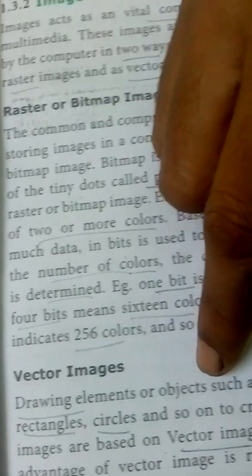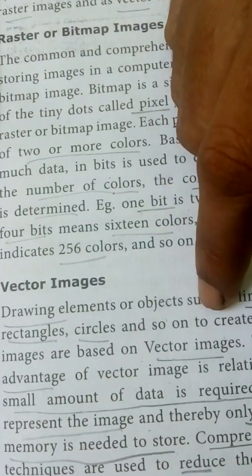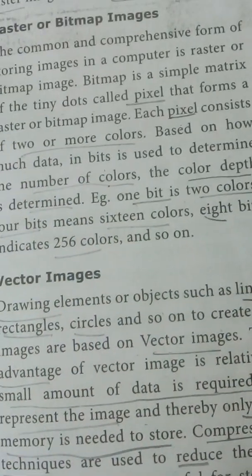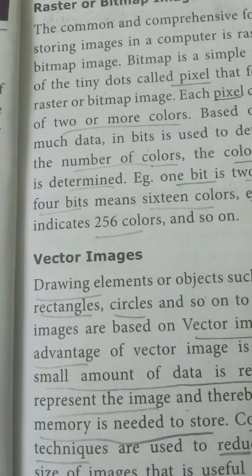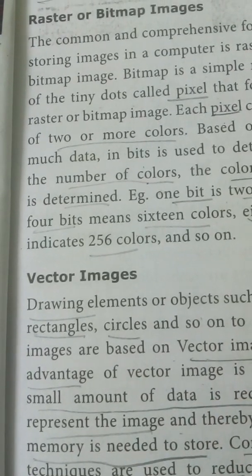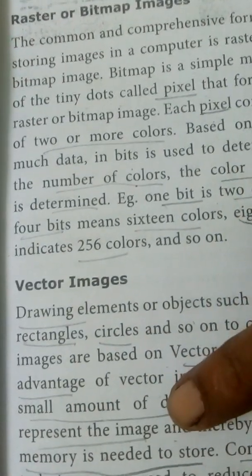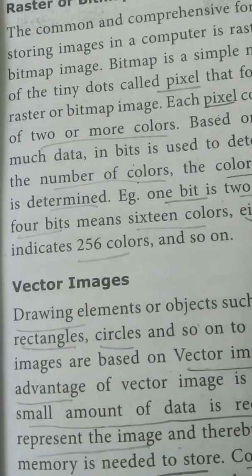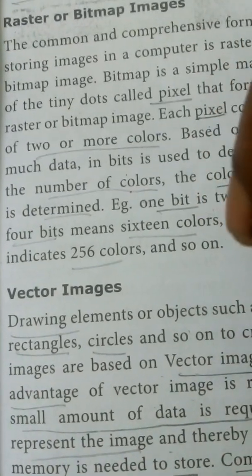In a vector image, the drawings or objects are such as lines, rectangles, and circles. The advantages of vector images: a small amount of data is required to represent the image, so less memory is needed to store it.